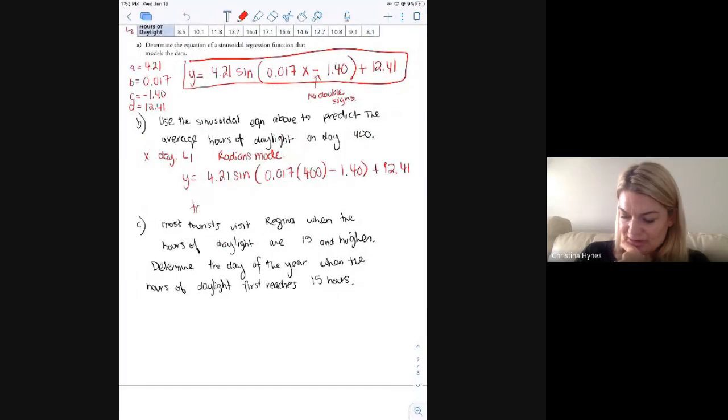So you're going to press trace in your graphing calculator. You're going to enter x equals 400 and then enter, and that will give you the y answer. So this is going to be your answer here.